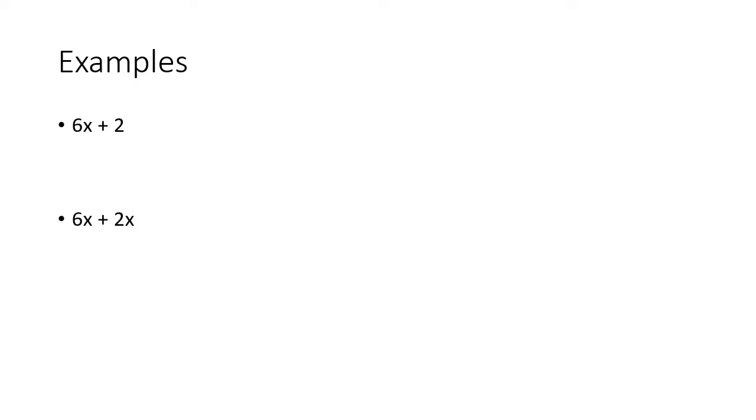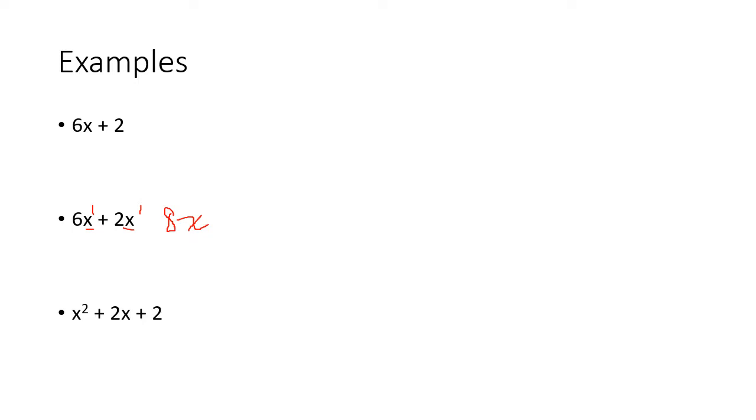Okay, so now you have 6x plus 2x. These can be combined because they have the same variable, which is x, and the same exponent, which is 1. So these can be combined. 6 plus 2 is 8x.